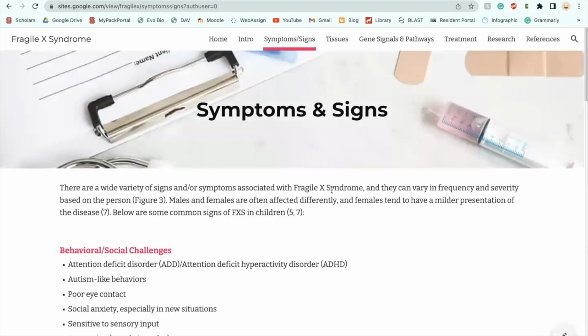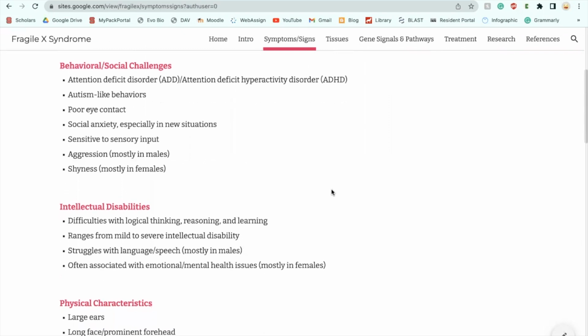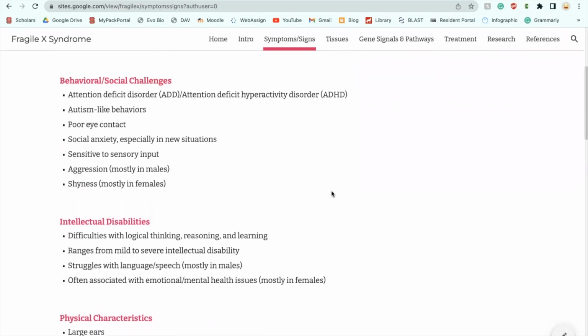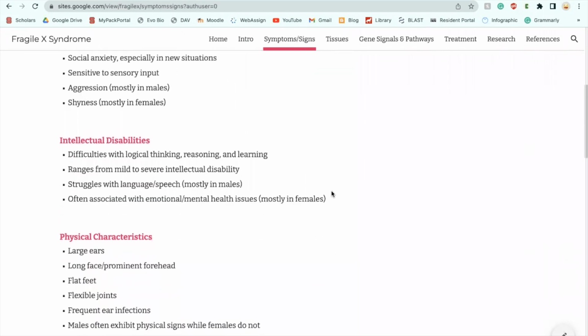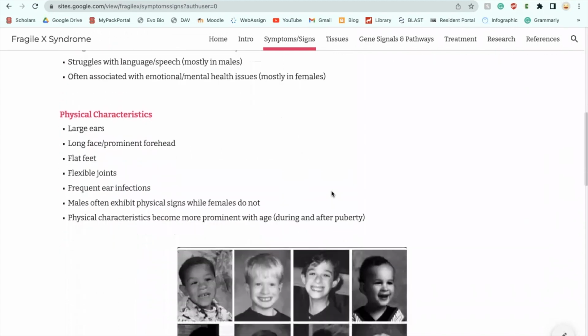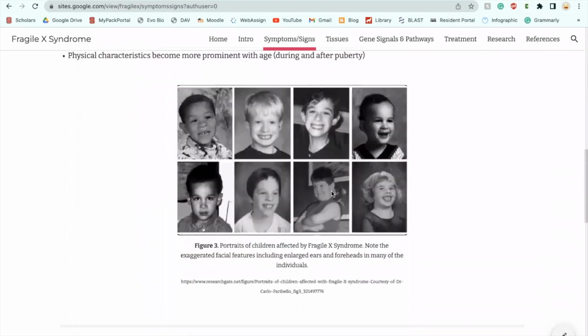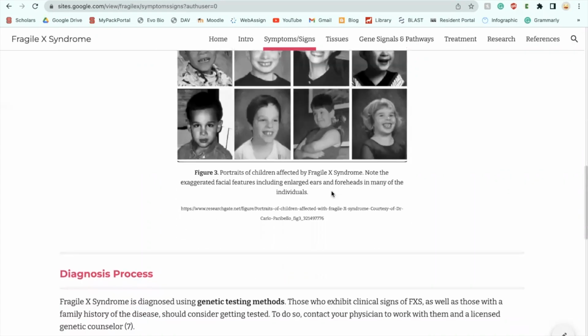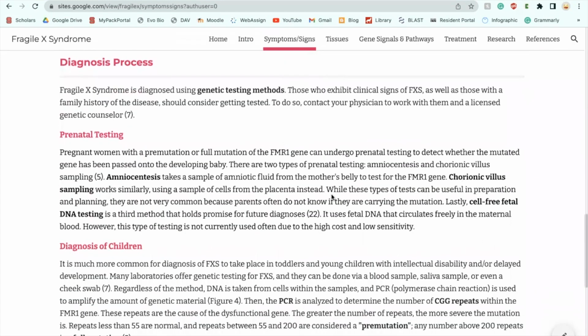And so for my symptoms and signs page, I divided it up into 3 different categories. We have behavioral and social challenges, intellectual disabilities, and physical characteristics. And then this image here shows patients with Fragile X so that the reader can sort of understand the physical phenotypes associated with it.